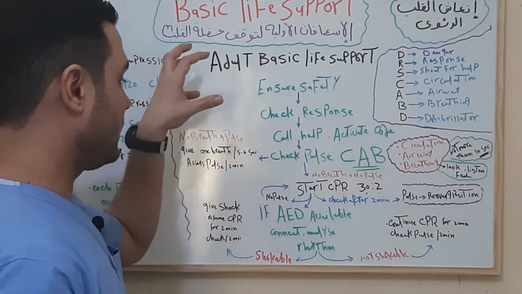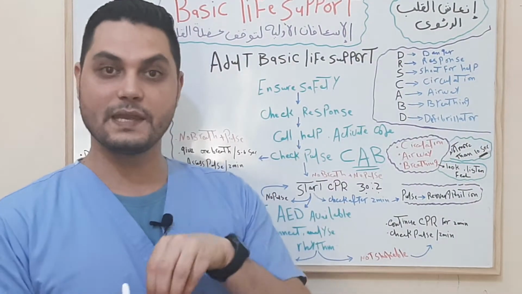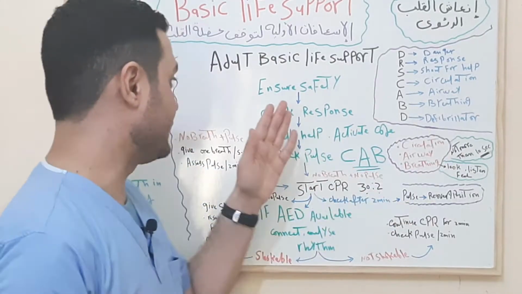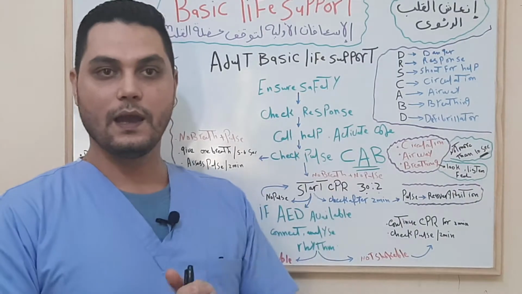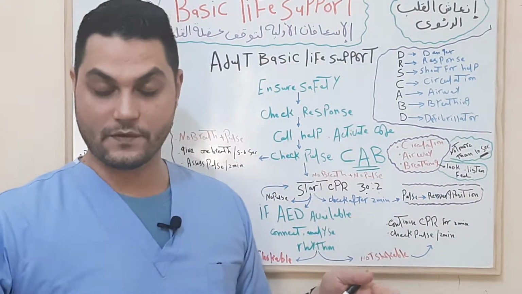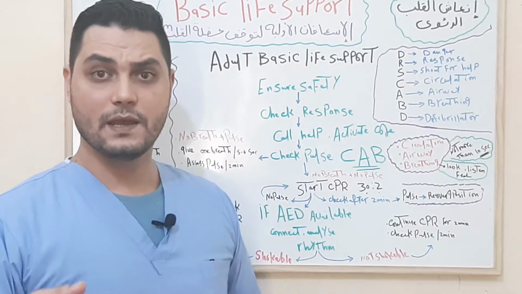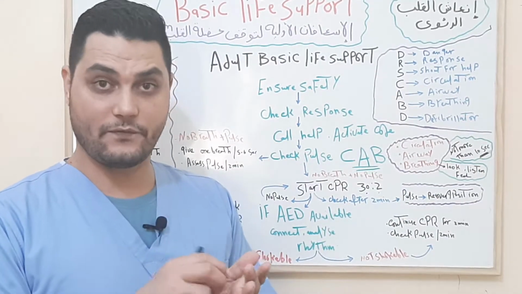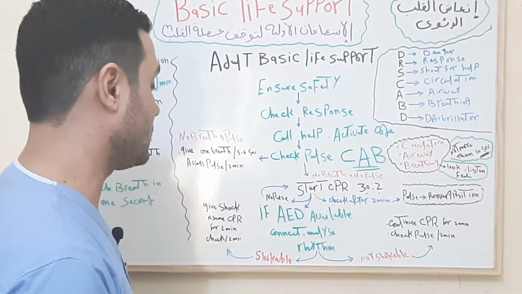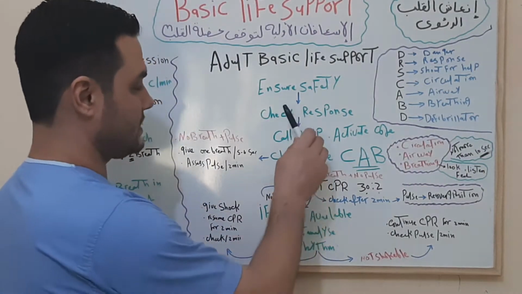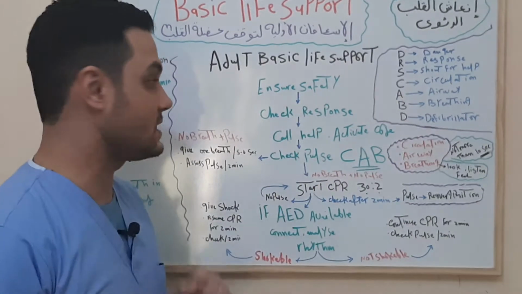At first, when you find a patient arrested or there is no response from the patient, at the time of an accident or when you are in the hospital, the first thing is to ensure safety. You will ensure your safety and the patient's safety. For example, if there is a fire or an accident beside the patient, you must ensure you are safe, because you are the one who will provide the service for the person who has no response. So you will ensure your safety and the patient's safety at first.